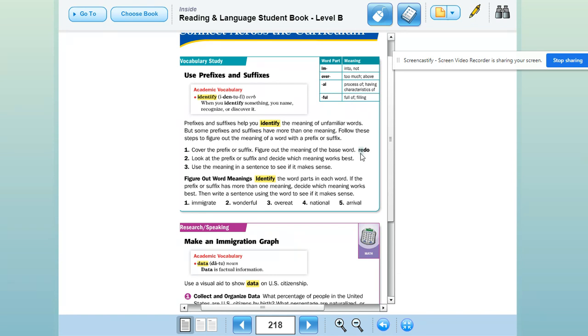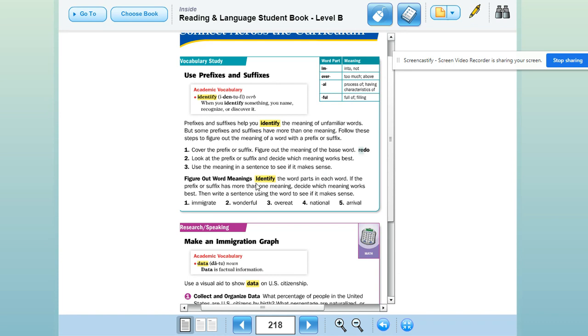For example, redo. We already know re means again. Do means you're doing something. What is redo? It means you're doing it again. Re means again. Do means to do. So I saw the prefix: redo means to do it again. Look at the prefix or suffix and decide which meaning works best. Use the meaning in a sentence to see if it makes sense. That means you use the word in a sentence to see if it gives the correct meaning.